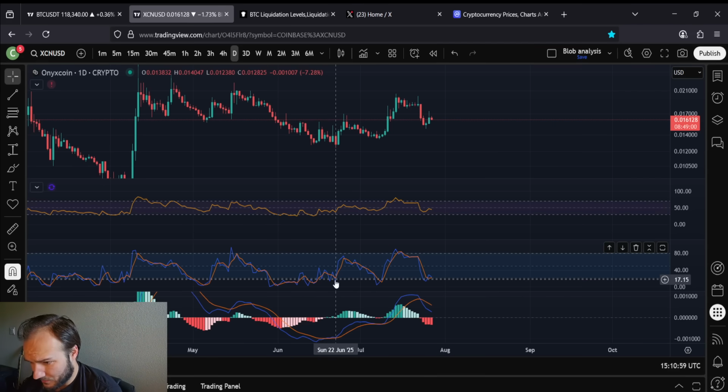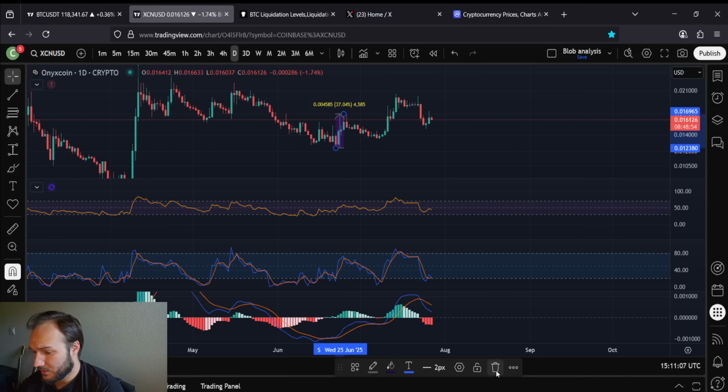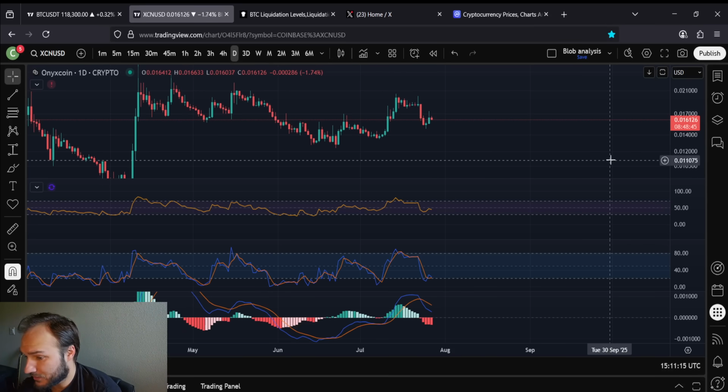The last time that we did something like that was here, and we moved up over the next 3 days. How much did we move up from a low to a high? 37%. That was just the last time that we did something like that. What about the time before? We kind of did something right here. Bouncing off of this oversold zone, that's a rather exciting look, not going to lie.